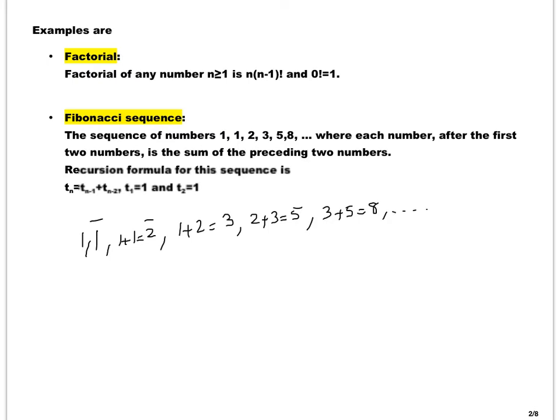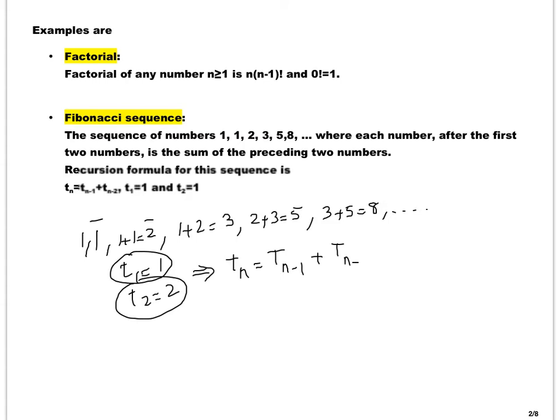Now, the initial process is that t sub 1 is 1 and t sub 2 is 1, meaning the first term is 1, the second term is 1. And the definition can be written as t sub n, any term, is equal to t sub n minus 1, the one before it, plus the next one before it. So t sub n minus 1 plus t sub n minus 2.